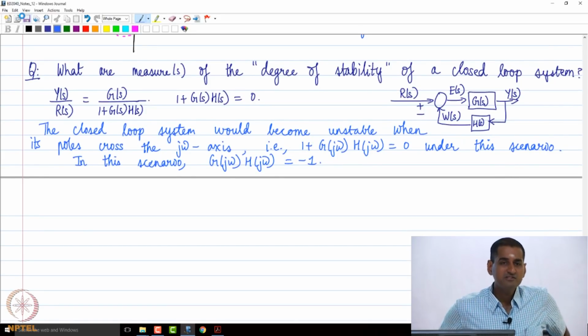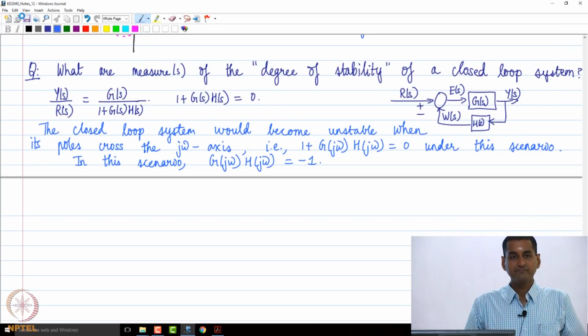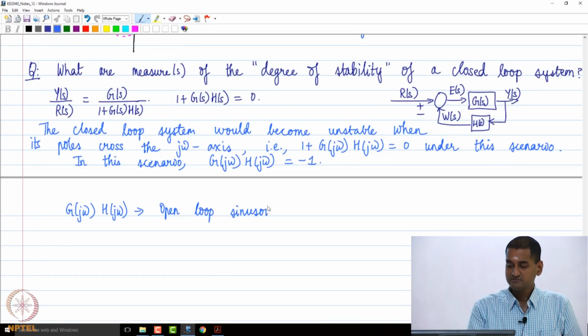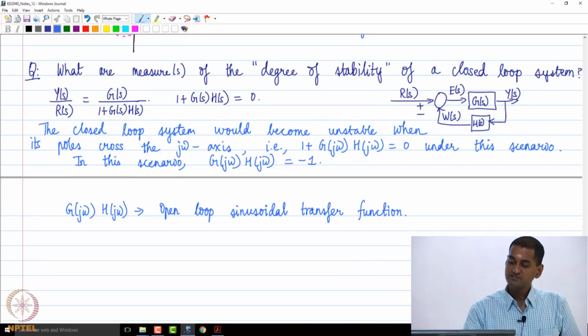So what is G of j omega H of j omega? That is what we have been reading in the frequency response. It is the open loop sinusoidal transfer function. So let me write it one more time: G of j omega H of j omega is the open loop sinusoidal transfer function.